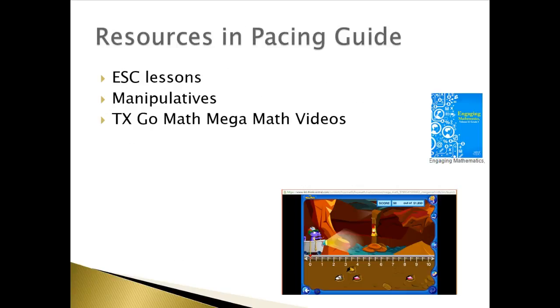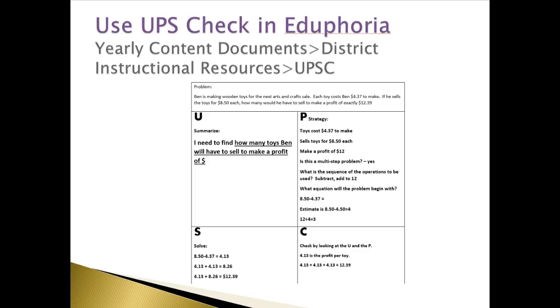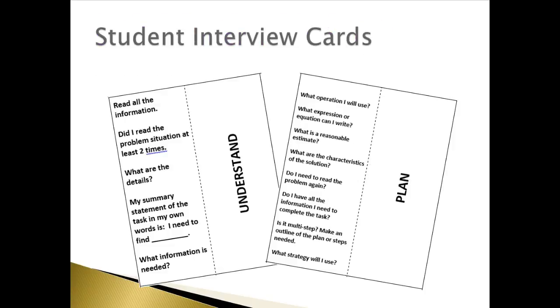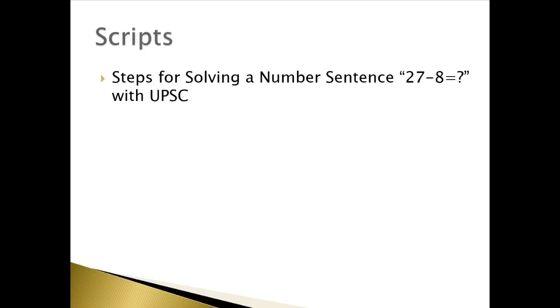There are resources available in your pacing guide, and we have things such as MegaMath videos listed. When doing UPS check, there are some resources available to you in Eduphoria. If you go under Yearly Content Documents, District Instructional Resources, and then UPS check, you will find student interview cards where the kids can ask each other these questions to make sure they've answered the problem correctly. This is something you can do at the end of the year. They have reminder questions that they could put in their journal or take to their desk. And there are some scripts for you as a teacher if you want to read an example of how to use UPS check.